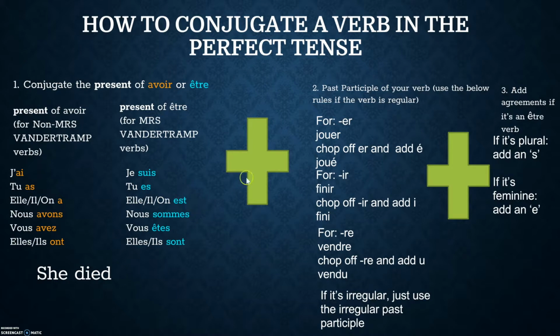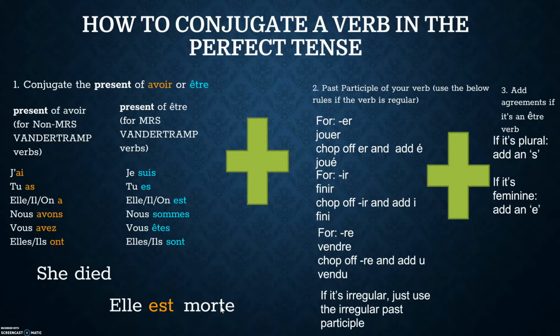And then the second half of the conjugation is going to be the past participle. Sadly, mourir is not a regular verb, so we're going to have to recall its irregular past participle. If you really know your past tense well, you would know that it's mort, M-O-R-T. Then the third step, ask yourself, is it an être verb? Yes, it is an être verb. It's in Mrs. Van der Tramp. Is it plural? No, it's just talking about one person. Is it feminine? Yes, it's talking about a girl. So we're going to have to add an E onto that past participle. So elle est morte. Mort being the past participle, E being the agreement.